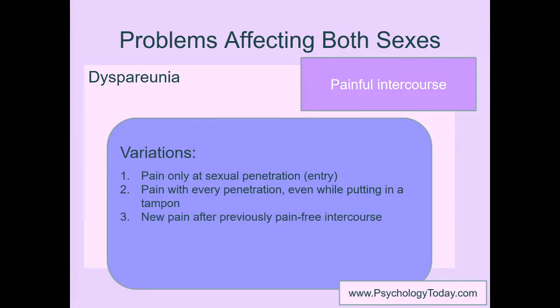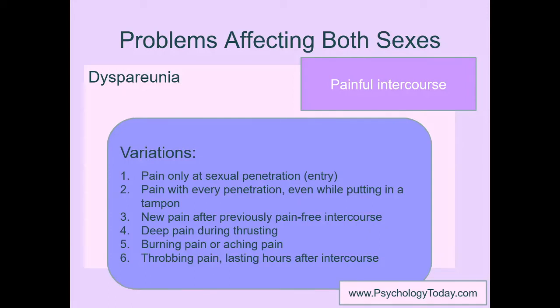It could be that it's new pain after previously pain-free intercourse, or the alternative being you've been having pain every single time you've ever had any kind of intercourse. It could be deep pain up in the pelvic region during thrusting. It could be a burning pain or an aching pain, and this could apply to the penis or to the vagina. Number 1 can also apply to penises or vaginas.